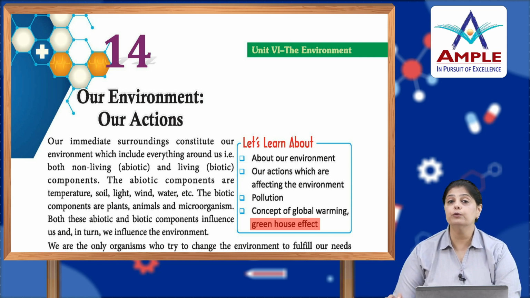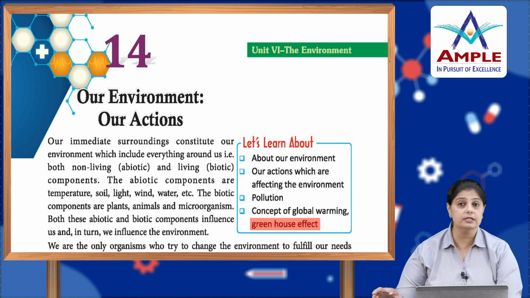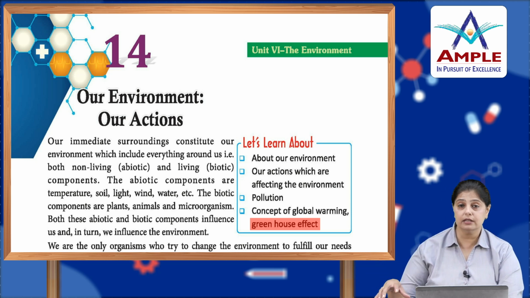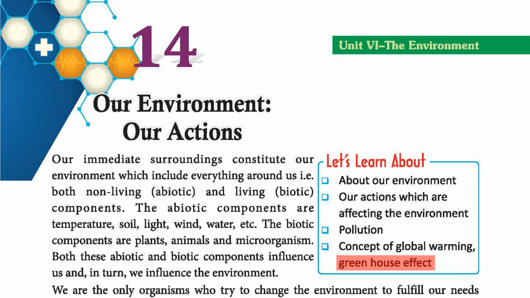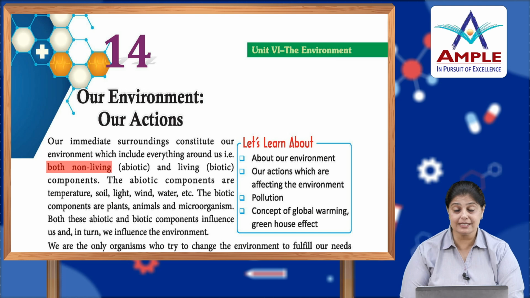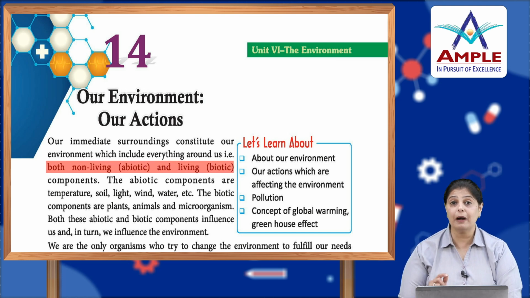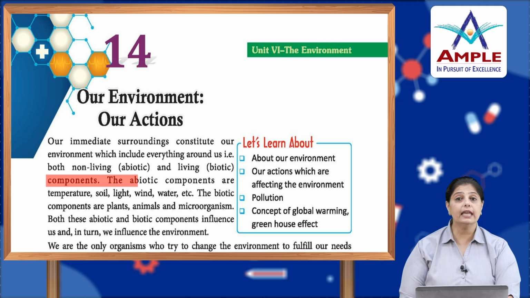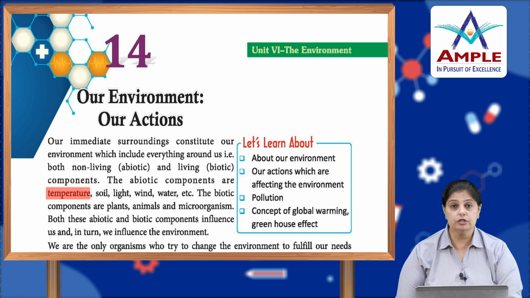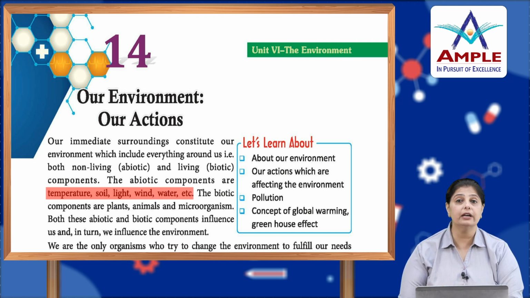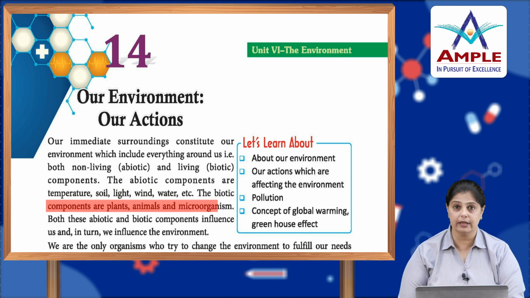Anything around us is our environment, the environment in which we live. Everything that surrounds us is environment. Our immediate surroundings constitute our environment, which includes everything around us, both non-living, which is abiotic, as well as living, that is biotic components. The abiotic components are temperature, soil, light, wind, water, etc. And the biotic components are plants, animals, microorganisms.